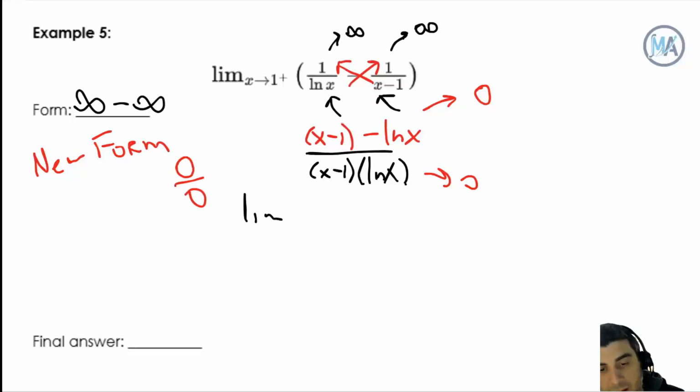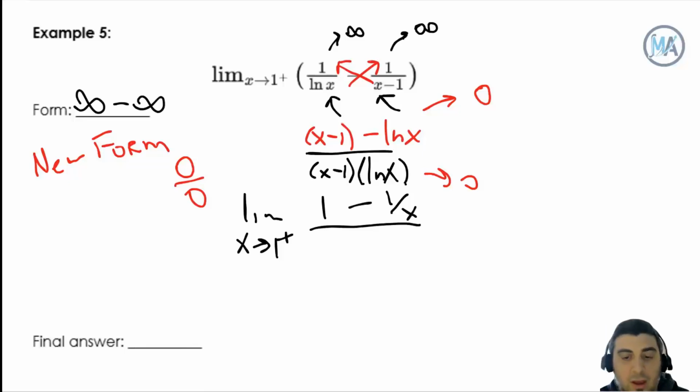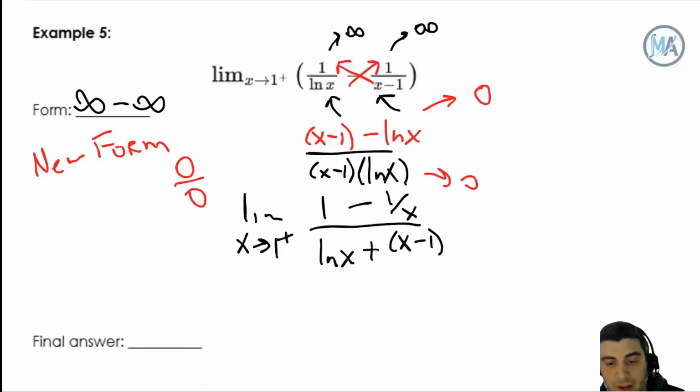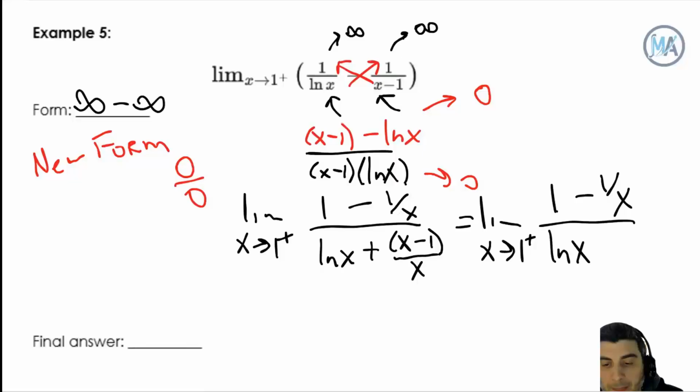So we have the limit as x approaches 1 from the right, and we're going to differentiate numerator and denominator. So the x minus 1, that derivative is 1. The natural log x, that derivative is 1 over x. In the denominator, we'd have to use the product rule, natural log of x plus x minus 1 times the derivative of natural log x, which is 1 over x. Let's clean this up a little bit. Limit as x approaches 1 from the right. You have natural log x plus 1 minus 1 over x. I just divided the x minus 1 by the x.